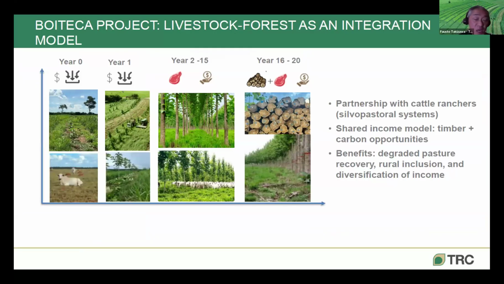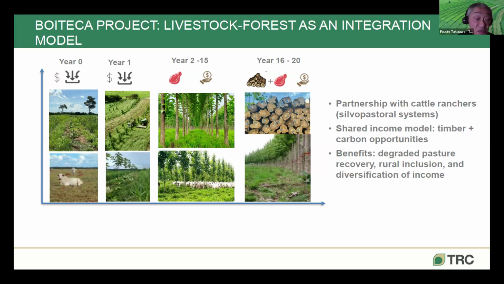The Boiteca project is our model of livestock forestry integration and partnership with cattle ranchers. Here in Brazil, in this partnership, TRC executes and finances all activities related to the tree component in this integrated production system. Over time, cattle production continues while teak trees mature, creating a dual source of income for the cattle rancher. This partnership with ranchers ensures shared income from livestock, timber, and even carbon opportunities.